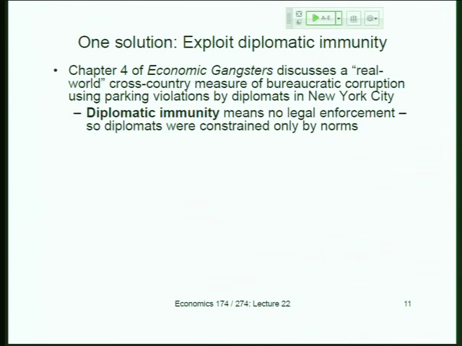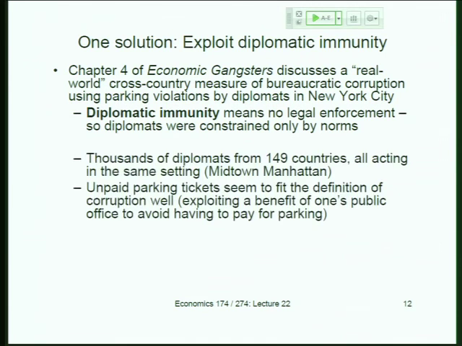So why does that help us? Well, we've got lots of data. There's actually data on thousands of diplomats from 149 countries. They're all working in the same environment in Midtown Manhattan. So we control for other elements of the setting. This is also very nice because when we look at rule breaking or corruption or criminality in different parts of the world, lots of things differ, economic conditions and other things.